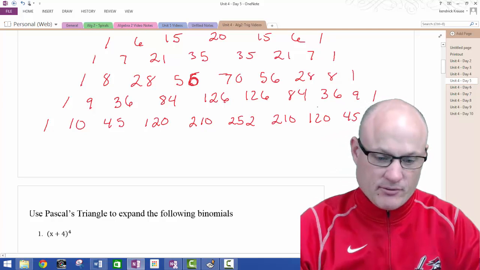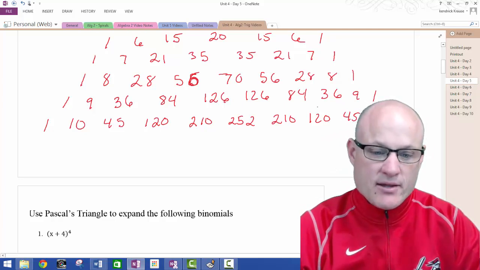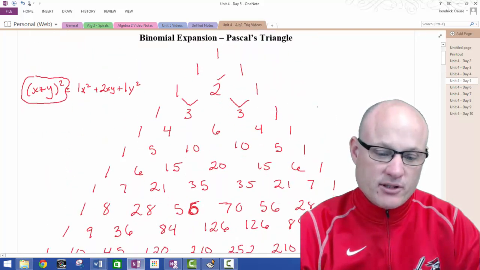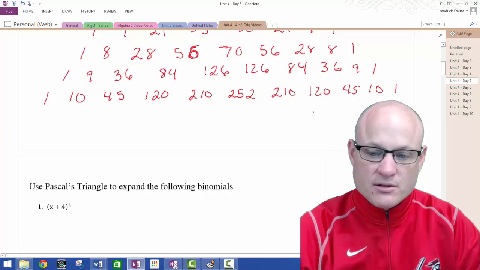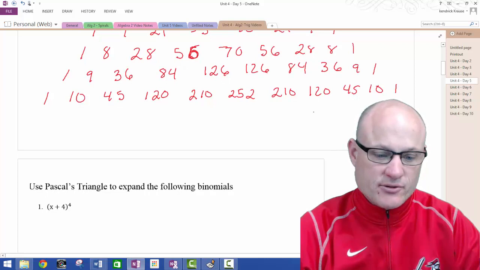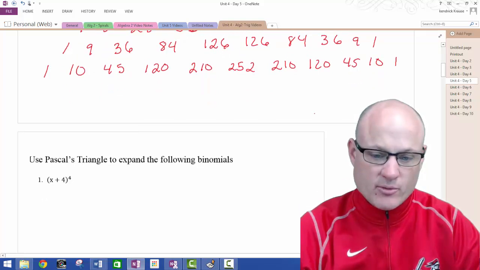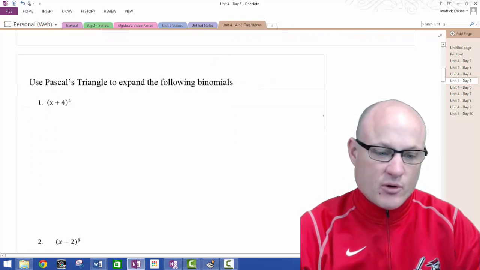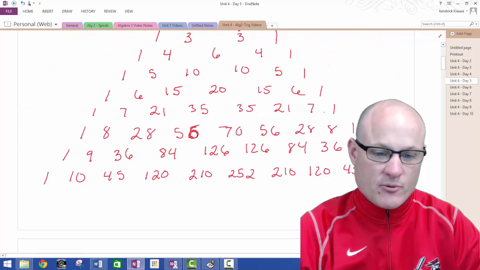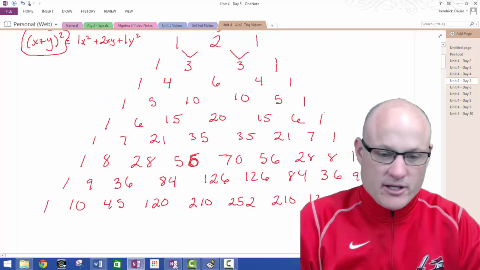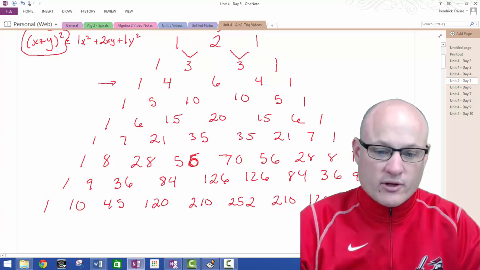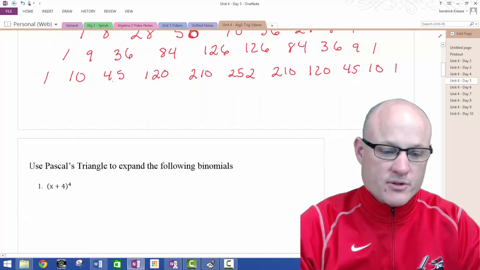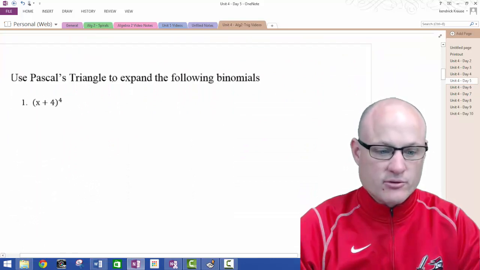I don't know if anybody will ever ask you to expand a binomial to the 10th, but if you did, you'd be there for a little while. All right. So we'll come back to that just to use it to expand these binomials. So this first one is to the fourth. So I'll come up here and I'll look for the fourth row. Again, use the degree to tell you which row to use. We're going to use 1, 4, 6, 4, 1. So let me get this a little bit larger.